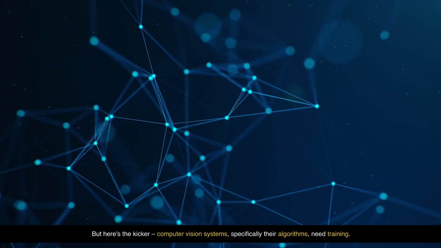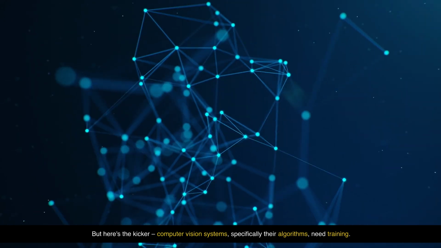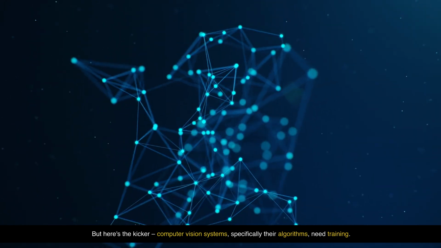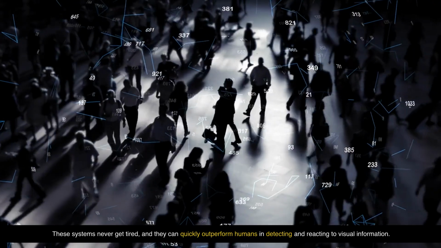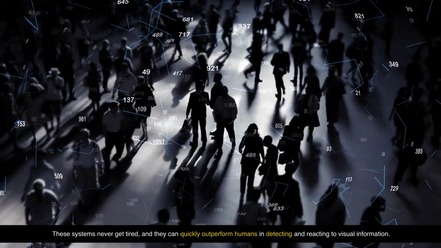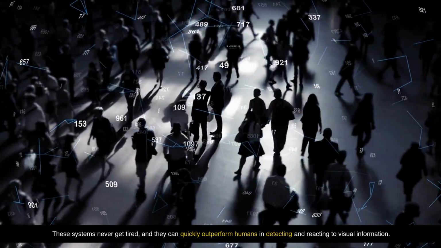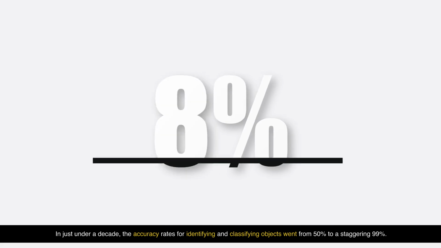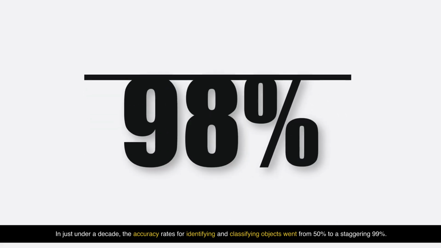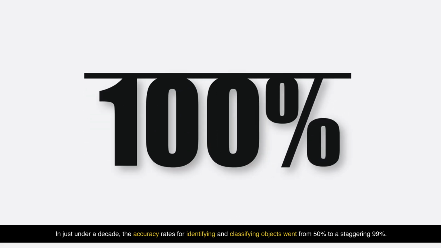But here's the kicker. Computer vision systems, specifically their algorithms, need training. And this training is supercharged with tons of digital input. These systems never get tired, and they can quickly outperform humans in detecting and reacting to visual information. In just under a decade, the accuracy rates for identifying and classifying objects went from 50% to a staggering 99%.